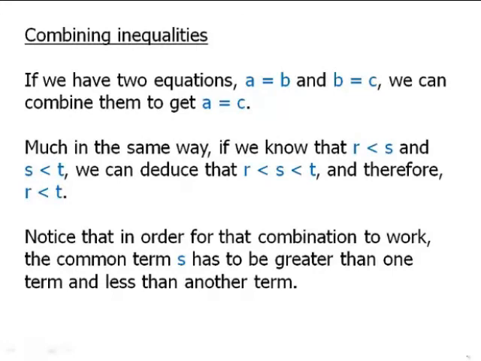Much in the same way, if we know that r is less than s and s is less than t, we can deduce that r is less than s is less than t, and therefore r is less than t. So that is also a transitive property. Notice that in order for the combination to work, the common term s has to be greater than one term and less than the other term. And that's very, very important.